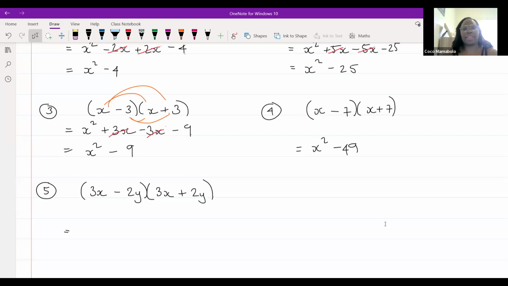All right, I think that's time. If I take the shortcut, I know I'm going to take the first number and square it. Now, 3x all squared is going to give me 9x squared. And then I'm going to take the last number and also square that. And 2y all squared is going to give me 4y squared. And then I know that the last term is going to be negative 2y multiplied by positive 2y. So I need to get a minus in the middle.